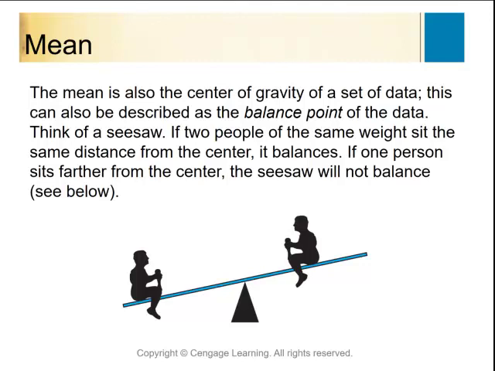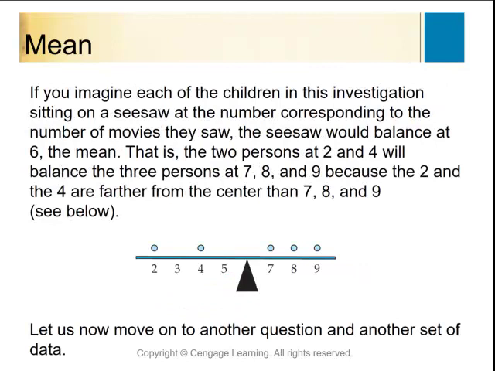Numerically speaking, we would say that the mean is like the balance point. It is the place where all the numbers kind of converge, and we can think of that as a center of gravity, really. Let's look at it in this sort of fashion. We can see that the mean, if we were talking about the number of movies people saw, would be a 6 because that balances the numbers out.